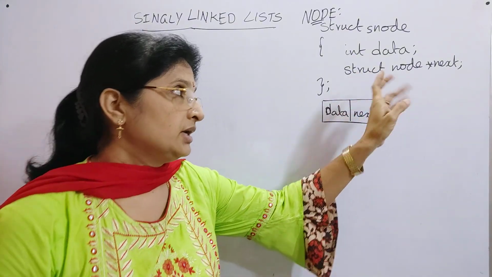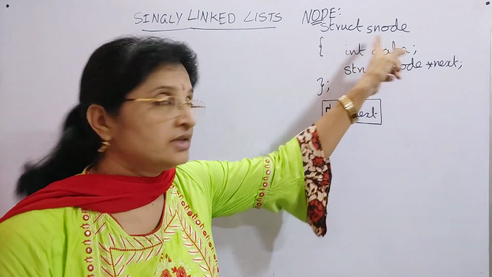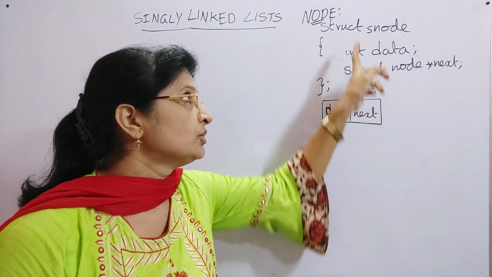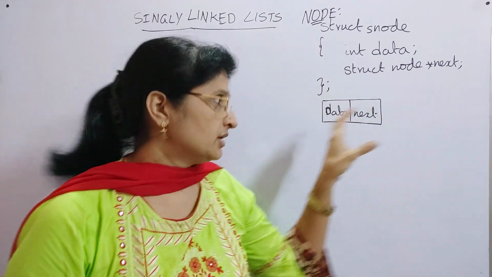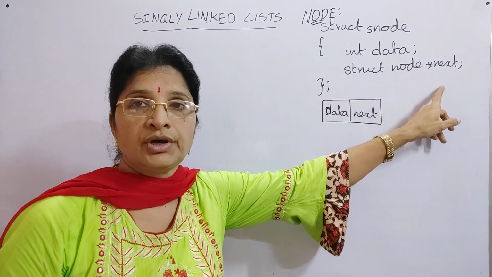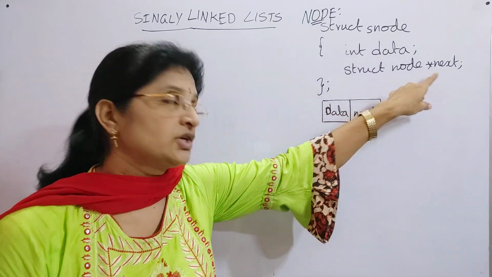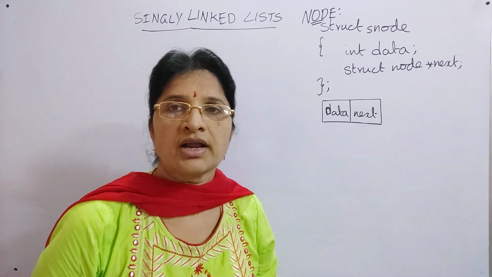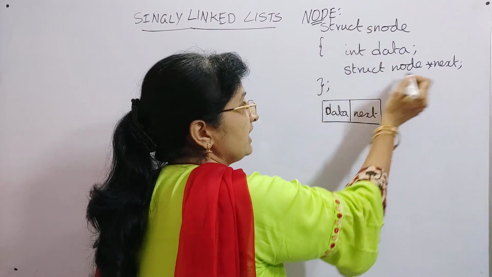The next node is also a node of the same type, that is S node. That's why I am declaring a pointer to itself, that is struct node asterisk next, because this one is a node and the next is also an S node. So you have to give a pointer to the same node again. This is called a self-referential structure, because here again you are declaring a variable of the same structure.